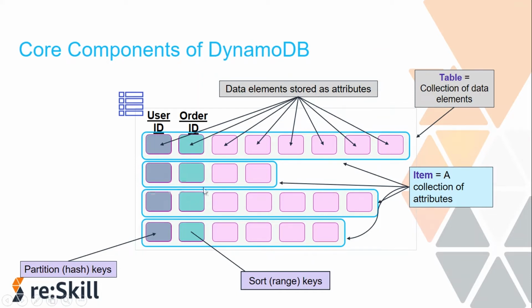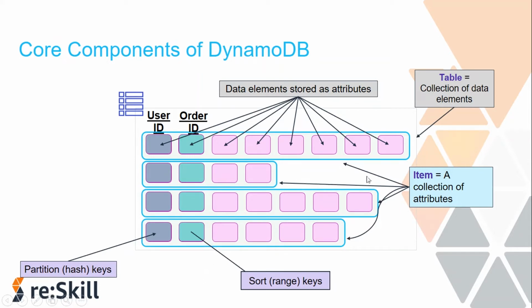So the main point to be noted here is that the combination should be unique. Something should be there which can uniquely identify each row in the table, and that will be termed the primary key. Whether it's a single key or two keys, no matter, it will be the primary key.